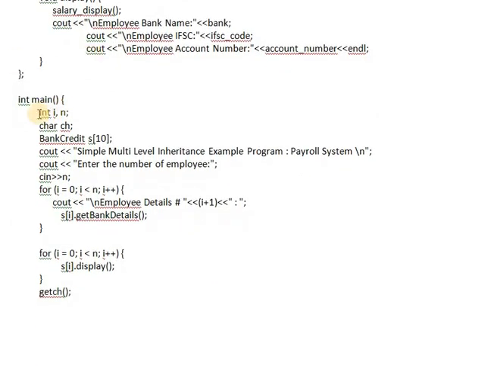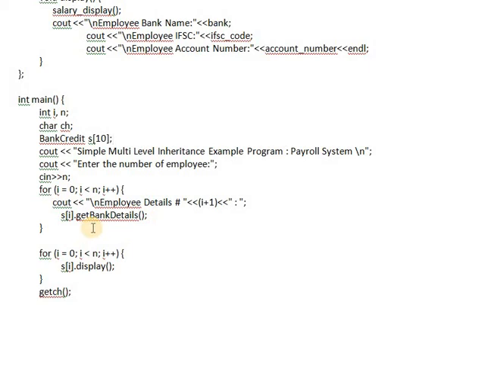In integer main, three variables are declared: the integer i, which is used in the for loop, and character ch. Next, we are creating the object of the derived class, that is bank credit s of 10. This is an array of objects. Now, a simple multi-level inheritance example program for a payroll system. Here we can enter the number of employees. By using this count, we will take the details of the employees.